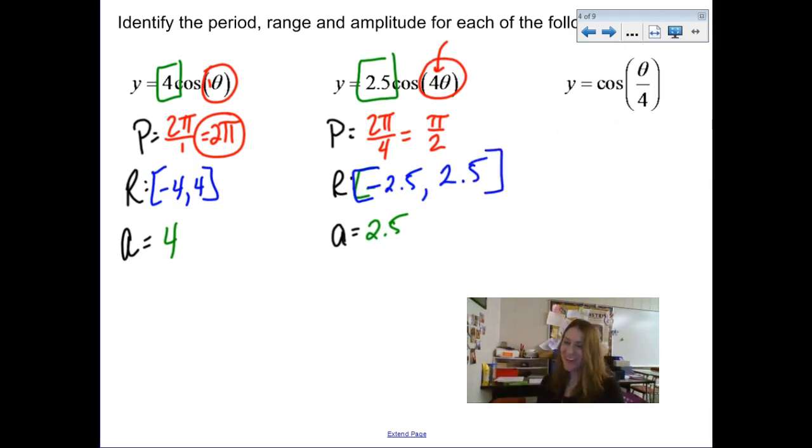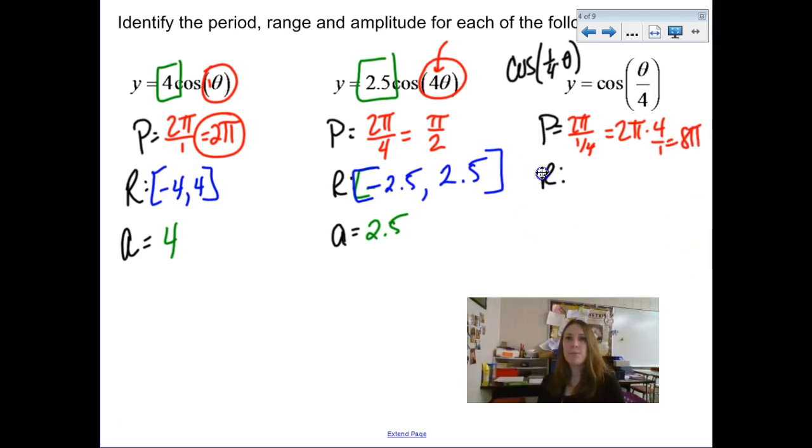All right, one more. The period is, oh, be careful, this is one of those fraction ones. So it's really like cosine of 1/4 times theta. So the b value is actually 1/4. So 2 pi divided by 1/4 is, remember we can't divide by fractions, so we take this 1/4 and flip it to 4 over 1. So the period is actually 8 pi.